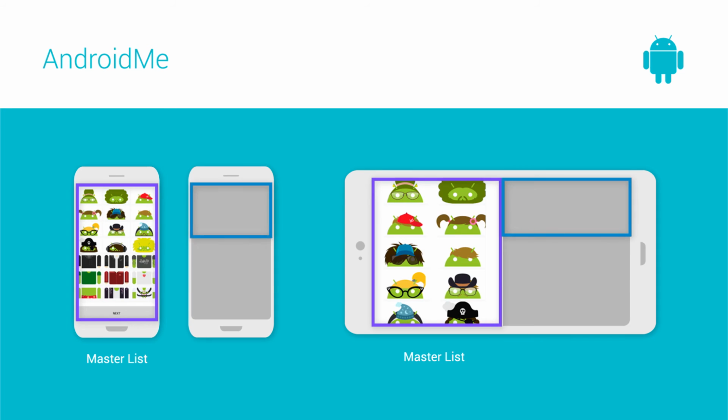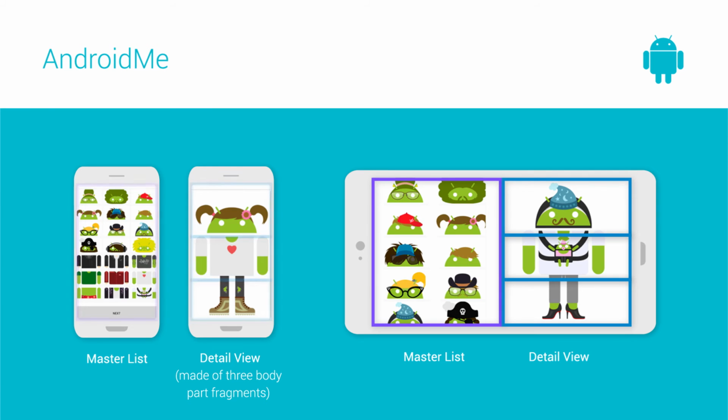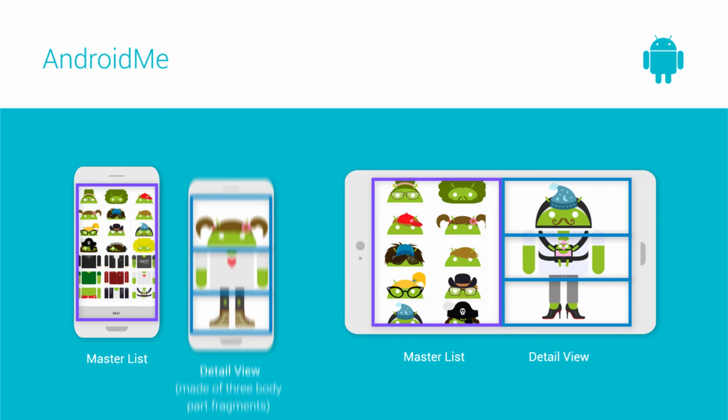This is the pattern we're going to implement for our Android Me app, with fragments that display a master list of all the custom Android images, as well as fragments that display parts of a detailed full-body image of the Android. Then we'll arrange them in single-pane and multi-pane layouts depending on the size of the device screen. So how do we build something like this?